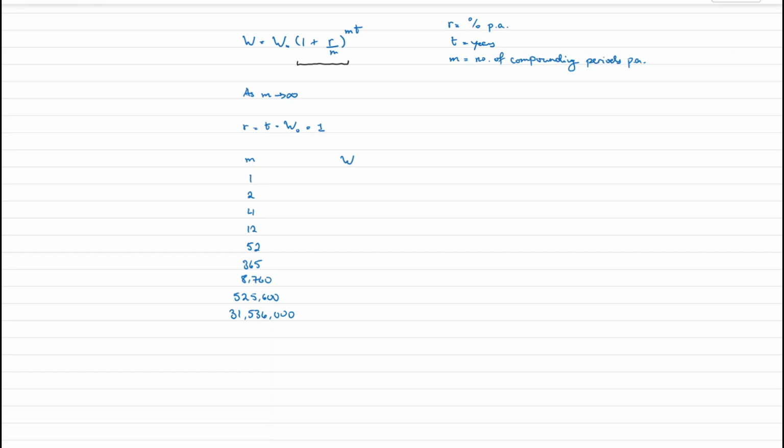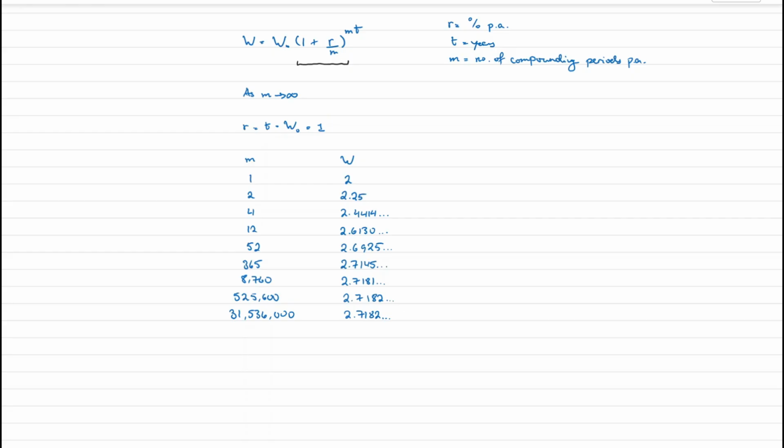Well, if we plug m is equal to 1, that is equal to 2. If it's 2, then it's 2.25. And I'm just going to write the rest of this down. We can clearly see that as m gets larger and larger, W approaches a limit. And that limit is 2.7182 in 4 decimal places. And it goes on and on forever.